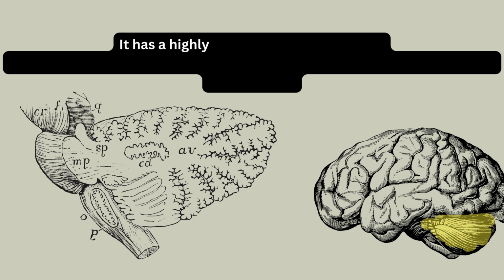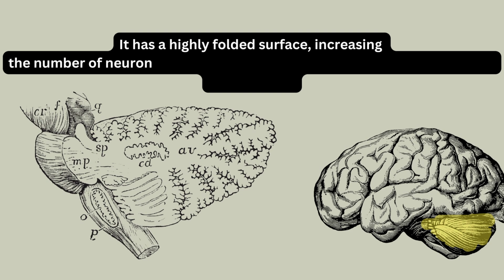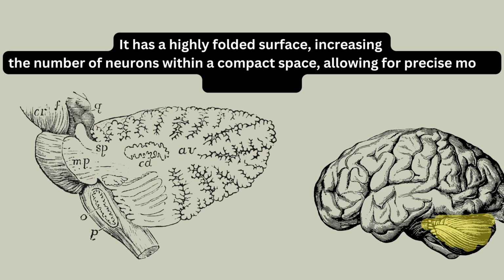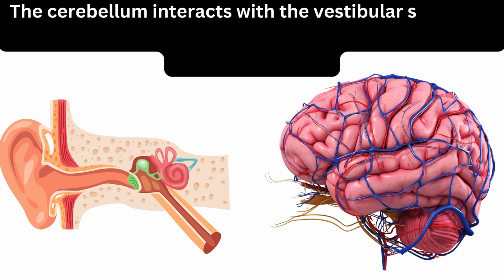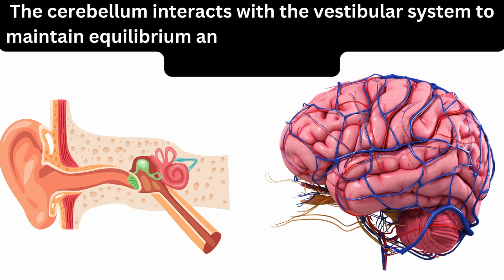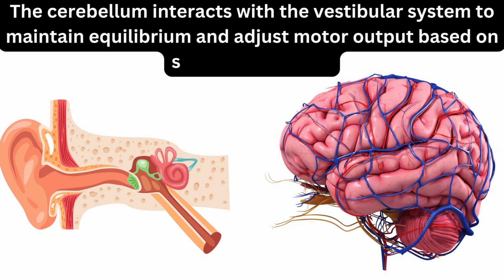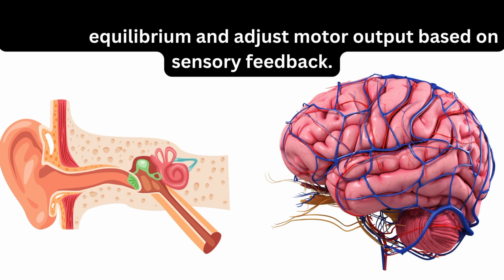The cerebellum has a highly folded surface, increasing the number of neurons within a compact space, allowing for precise motor coordination. The cerebellum interacts with the vestibular system to maintain equilibrium and adjust motor output based on sensory feedback.